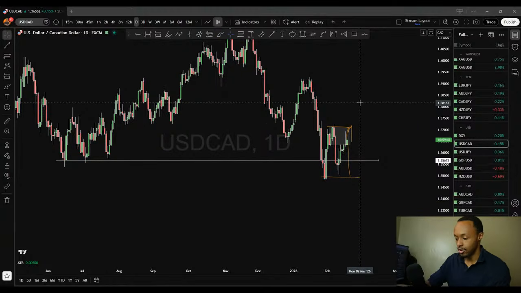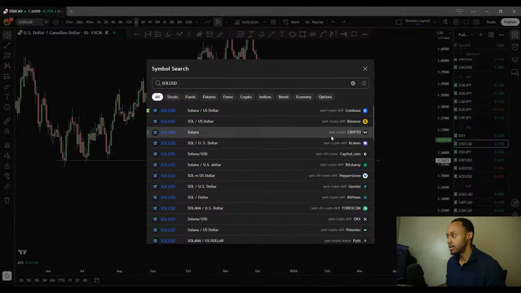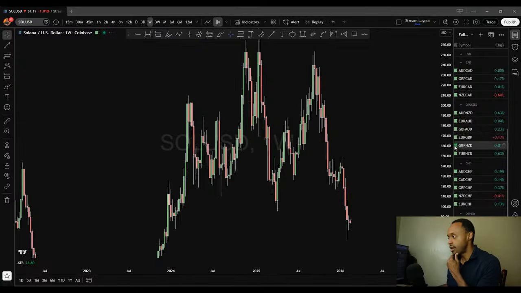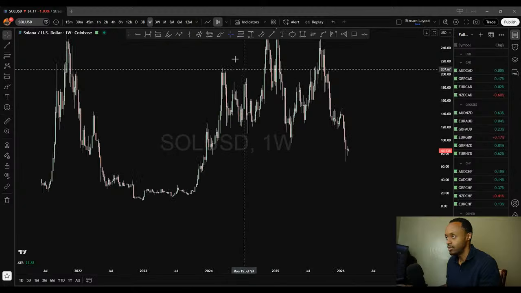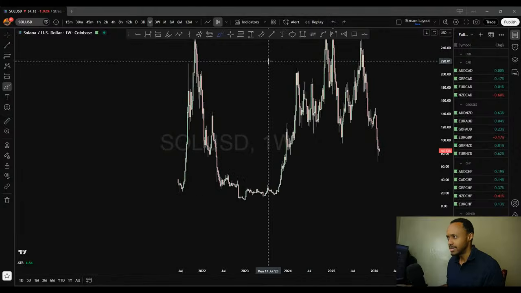In terms of Sol, so Solana's been, yeah, I mean, crypto is not really in the best time right now. We're breaking through some significant support here. So it's not looking great, I must add.